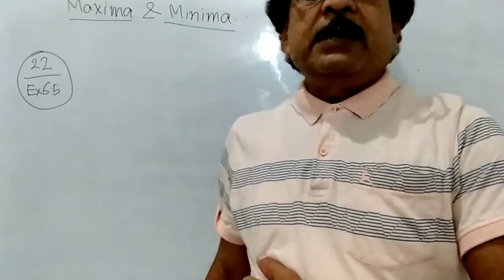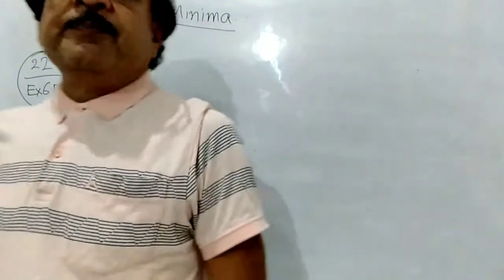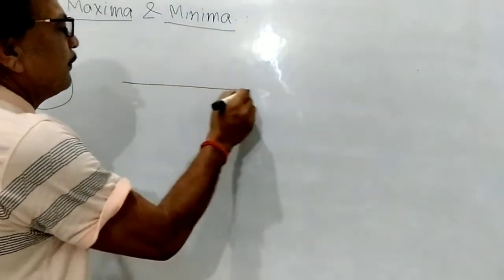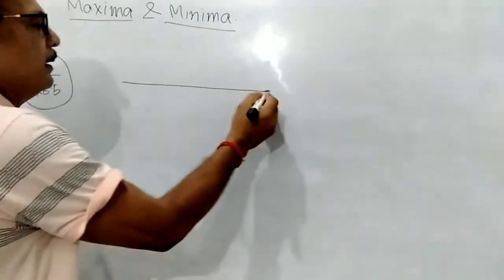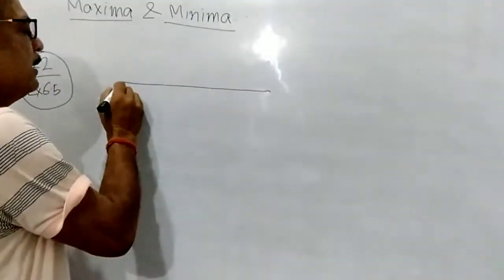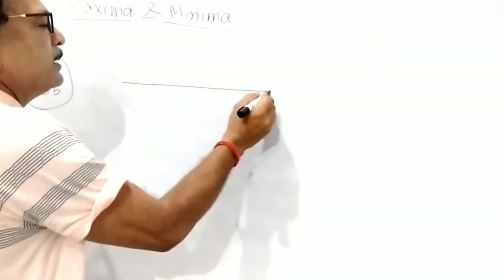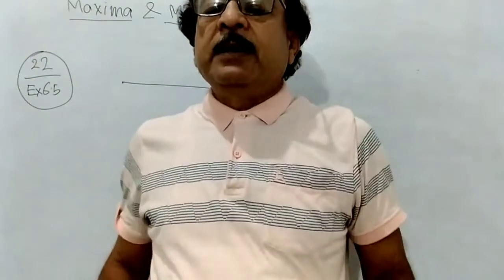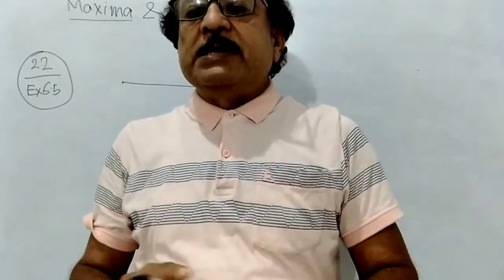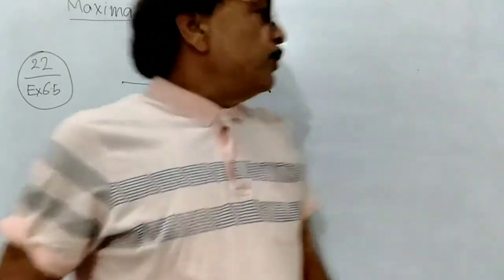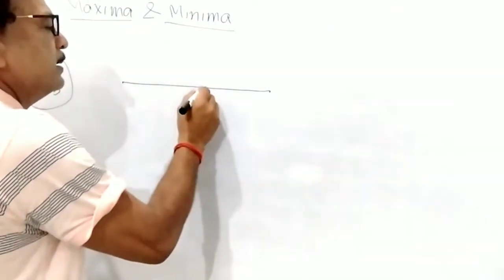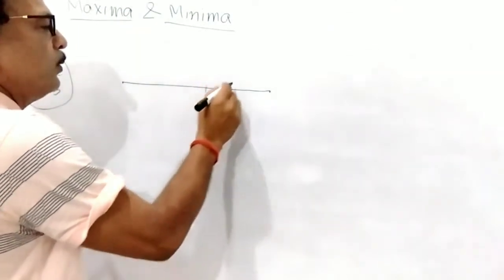So now a piece of wire of 28 meter is given. The length of this piece of wire is 28 meter. It is cut into two pieces.